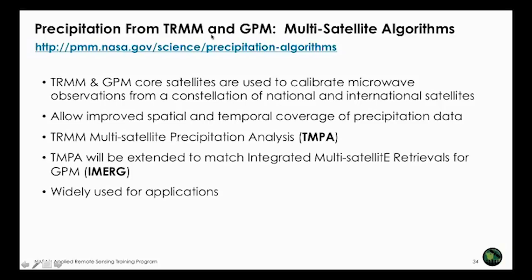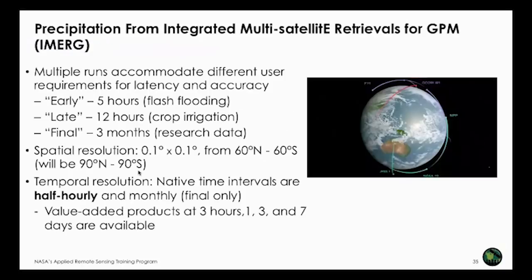The TRMM Multi-satellite Precipitation Analysis algorithm is called TMPA, and the one which is extended for GPM is called Integrated Multi-satellitE Retrievals for GPM, or IMERG. We are going to focus on these two products, TMPA and IMERG, for precipitation data, combining TRMM and GPM with other national and international satellites. These are widely used products for applications such as flood and drought monitoring, and also for water budget estimation.